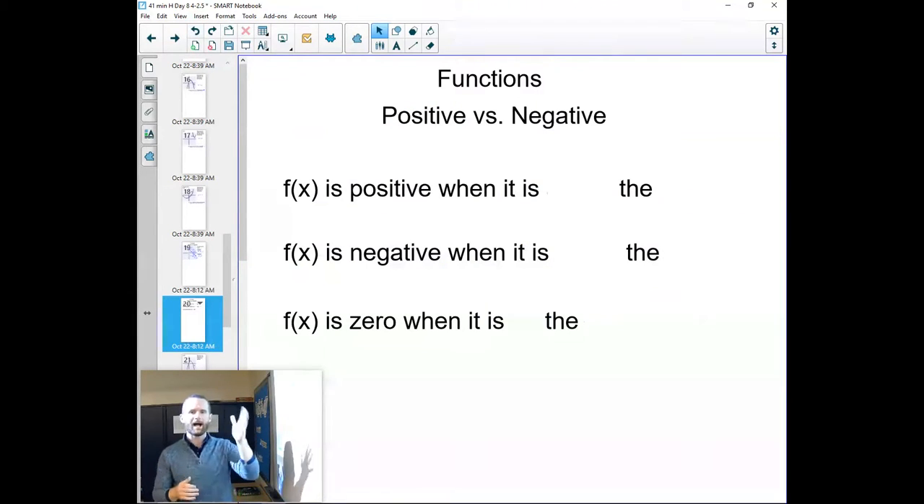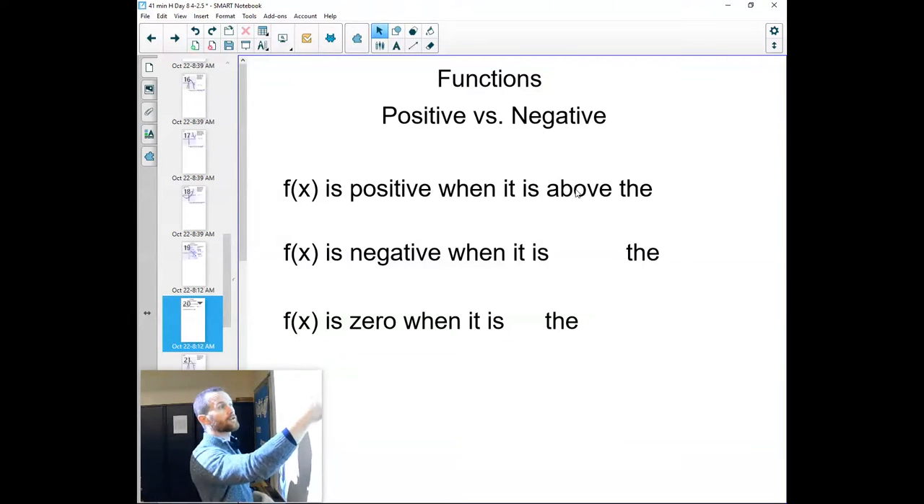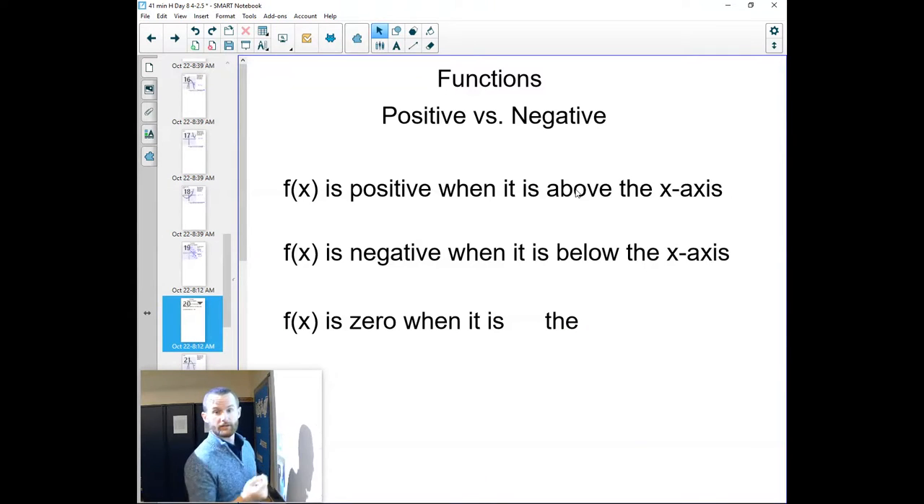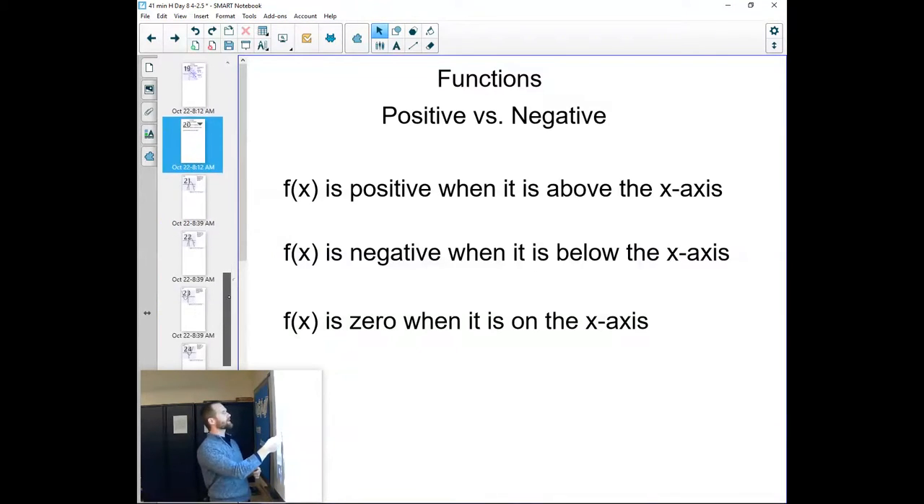So let's get this in our notes. When we're talking about positive versus negative, f of x is positive when it is above the x-axis. F of x is negative when it is below the x-axis. And f of x is 0, neither positive or negative, when it is on the x-axis. So that's what we need to know. That's going to help us figure out when a function is positive or negative.